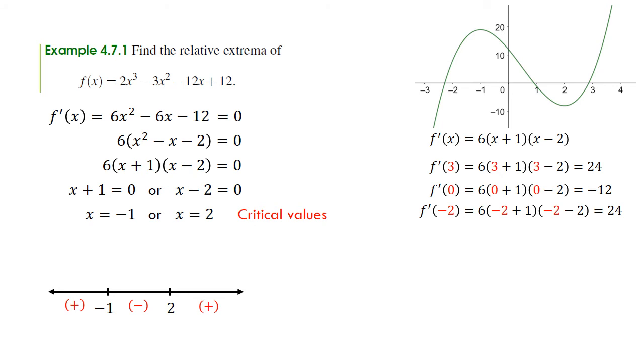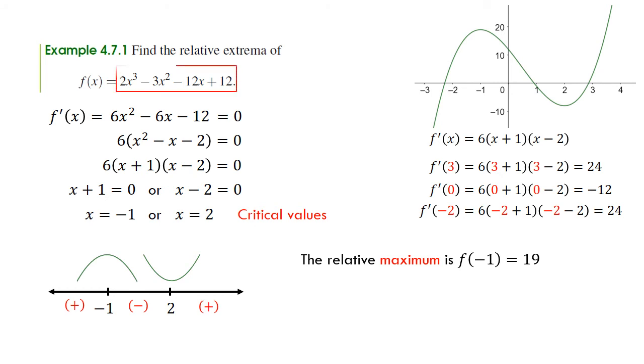Okay, the slope on the left of negative 1 is positive, and on the right is negative. That means the function is increasing on the left and decreasing on the right. And at x equals 2, the slope on the left is negative and on the right is positive. So the function is decreasing on the left and increasing on the right. So at x equals negative 1, the function has a relative maximum and equals f of negative 1. Plug in negative 1 to the function, we would get 19. And at x equals 2, the function has a relative minimum and equals f of 2, which is negative 8.